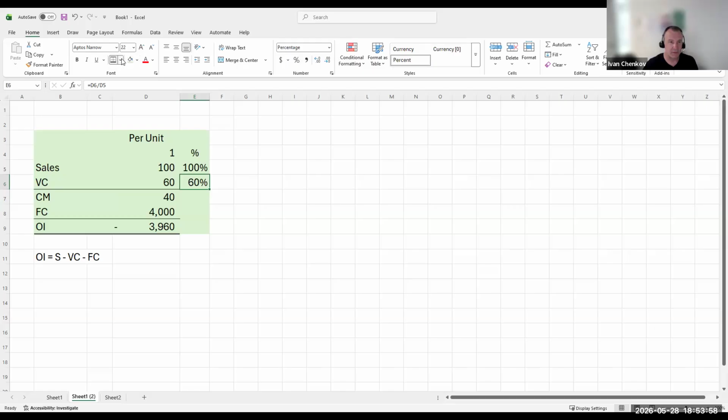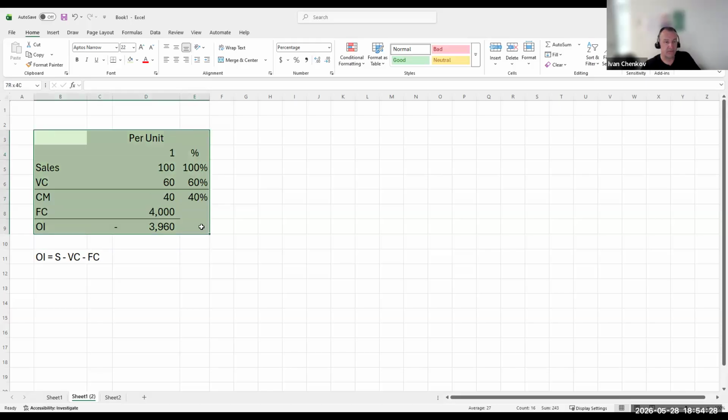That's pretty straightforward. And if we want to see how much my contribution margin is, if I sell one product, my contribution margin per product, in this case, will be 100 minus 60, or 40, divided by sales. Contribution margin divided by sales is going to be 40%. So far, so good. Now let's see if we have to sell two products.